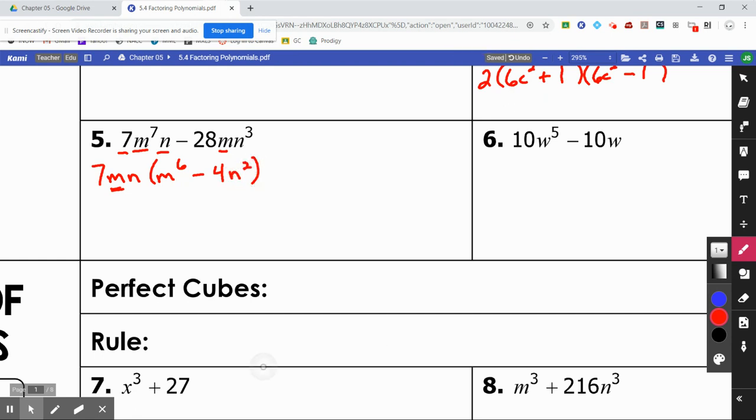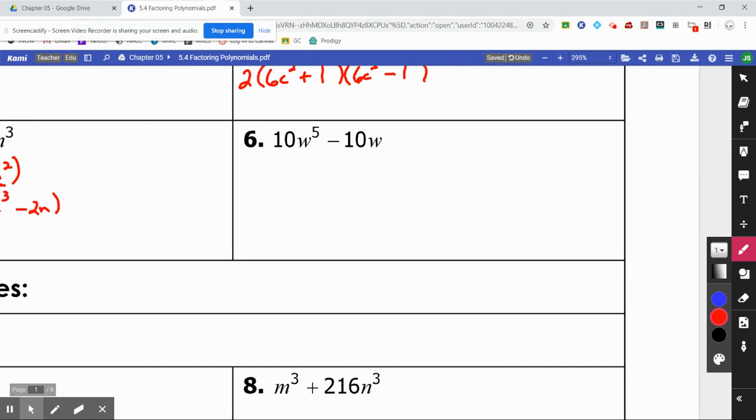What I'm left with on the inside is difference of squares. Difference of squares factors into conjugates. The reason it's difference of squares is because m to the third times itself gives me this, and 2n times itself gives me this. Number 6, the common factor is a 10.